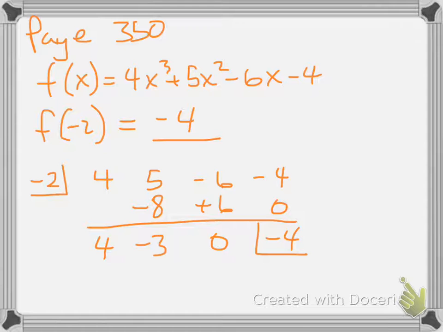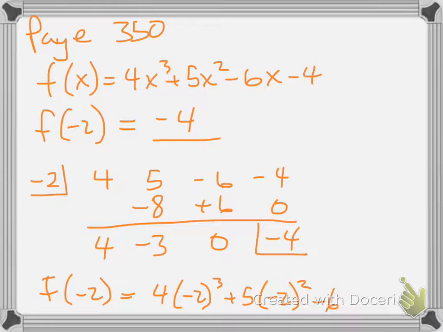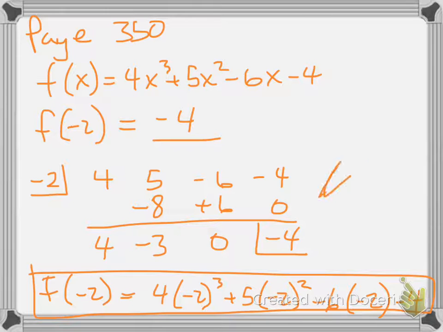Now, is that a viable option for finding f of negative 4? Couldn't you have just plugged it in? All right, what would that look like? F of negative 2 equals 4 times negative 2 cubed plus 5 times negative 2 squared minus 6 times negative 2 minus 4. Now, if you don't have a calculator handy, which method do you want to use? Synthetic division, right? There's a lot more operations involved here than doing this process.